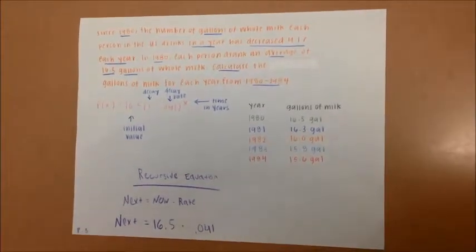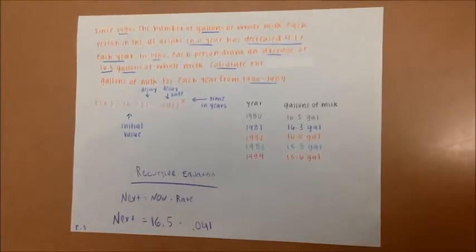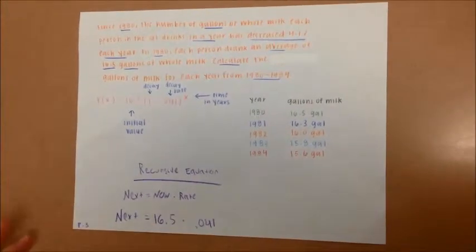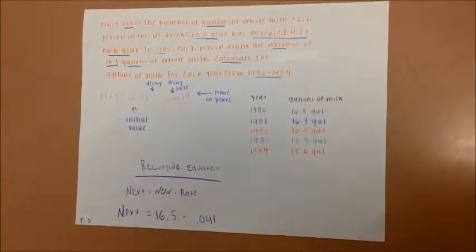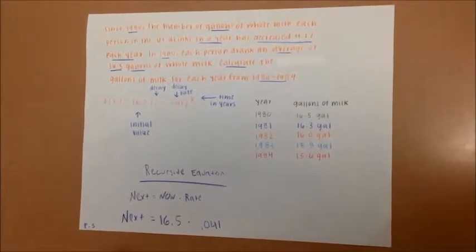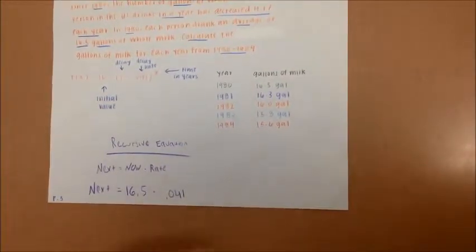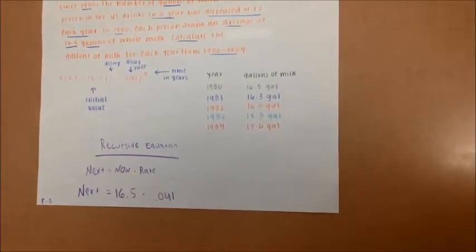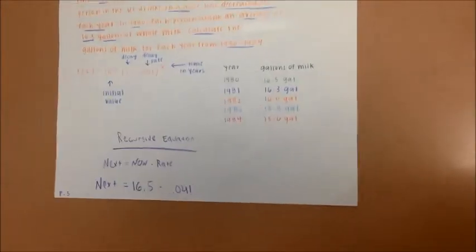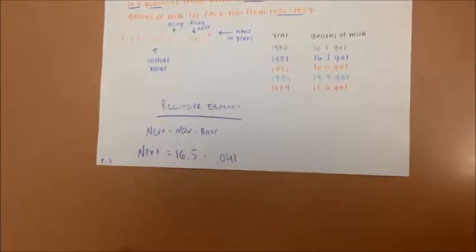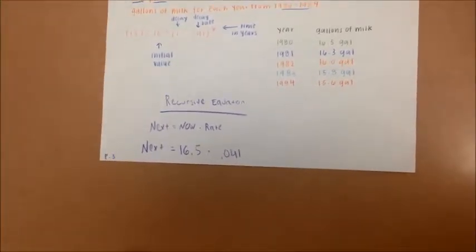Here you see 16.5 as the initial value. 1 minus, instead of adding, 0.041 because it's decaying. X, the time in years. As you look at the graph, it shows 1984 has decreased to 15.6 gallons of milk. The recursive equation, similar to the one we just showed you, is next equals 16.5 as the initial value times 0.041 as the decay rate.